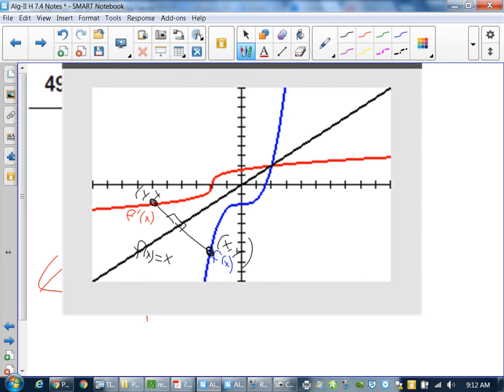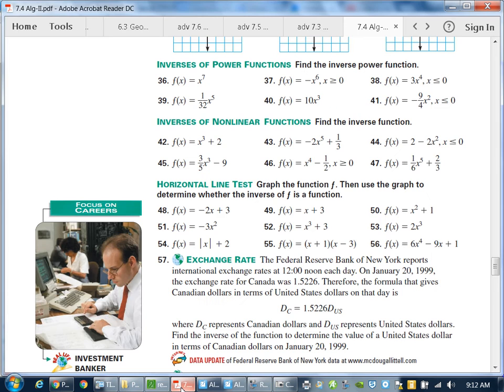For most of those, you could have just thrown it in the calculator. Here you have x squared plus 1. You know that's a parabola opening up like a cup, correct? Does it have a domain restriction? No. So you're looking at both negatives and positives. So will it pass the horizontal line test? So will the inverse be a function?